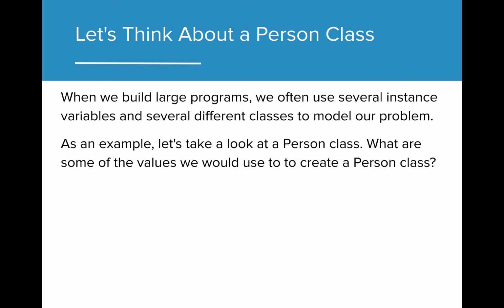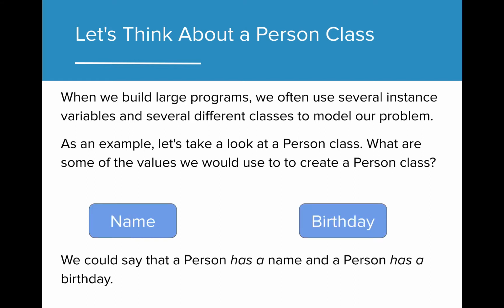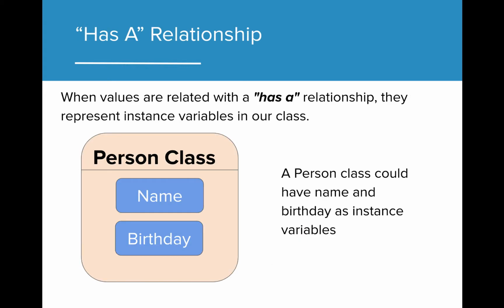Feel free to pause the video and come up with a list. While your answers will vary, and there are many different variables we can use, let's look at name and birthday as some examples. We could say that a person has a name and a person has a birthday. This has-a relationship takes on significance in our coding project. Values that have a has-a relationship represent instance variables in our projects. So a person class might have name and birthday as two instance variables in the class.